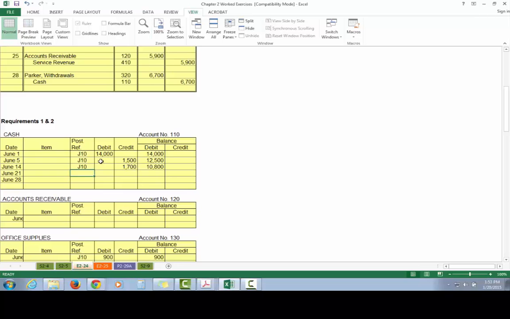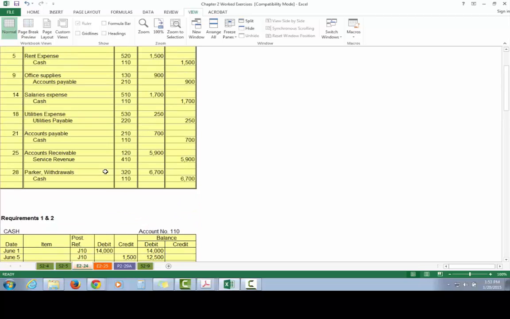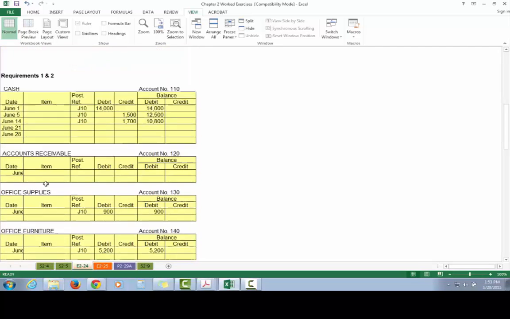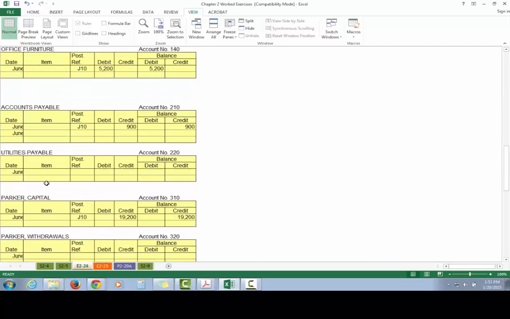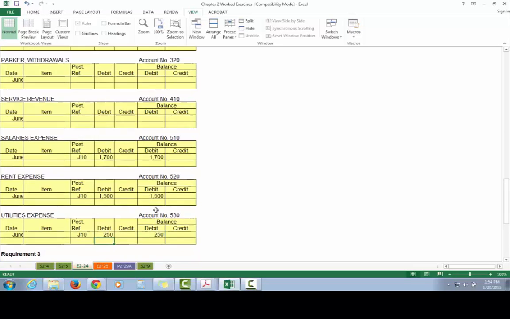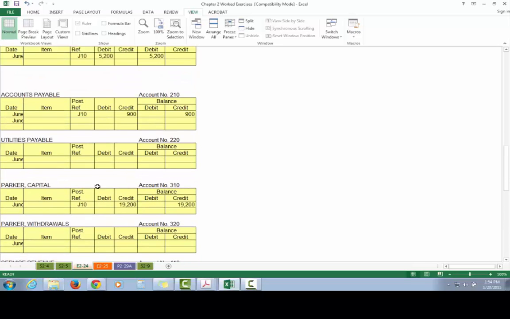Okay. So then the next journal entry, we're going to debit utility expense and credit utilities payable for $250. So we'll find utilities expense. And the item here, that would be an additional description if we needed it for anything. But we'll debit $250. And we'll go to utilities payable. We're going to credit it for $250.